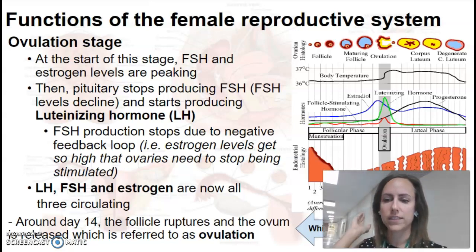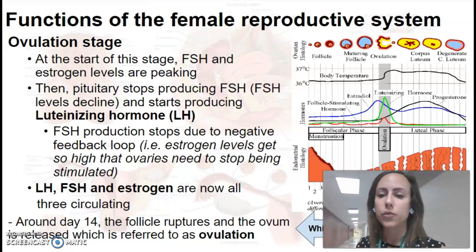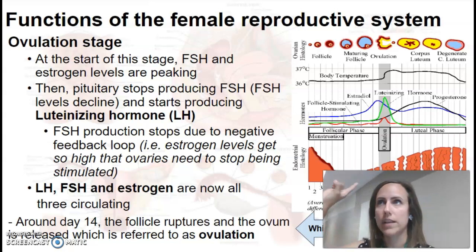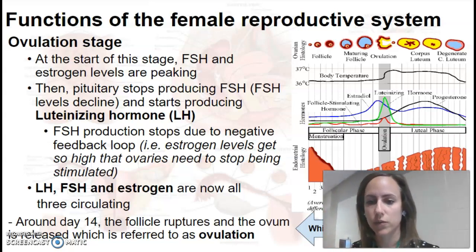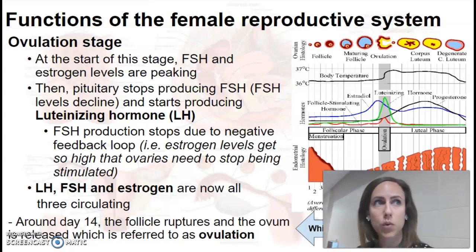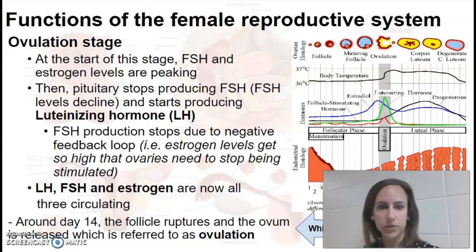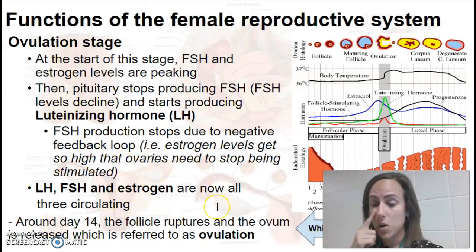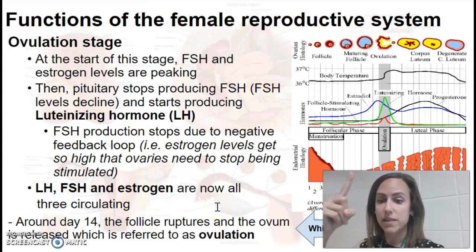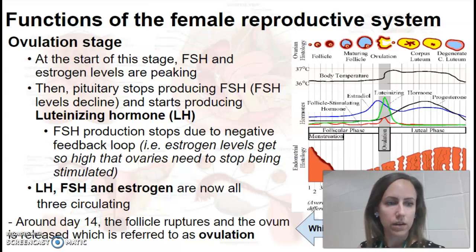The production of FSH shuts down, and then the pituitary gland in turn ramps up the production of luteinizing hormone, because at this point, the body recognizes that one of the follicles must be mature enough to ovulate, okay? So remember, during this phase, there are 3 hormones circulating. One of them is ramping up, the other 2 are elevated, but they're starting to go down.